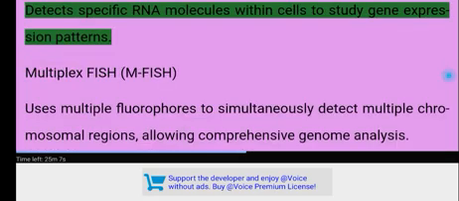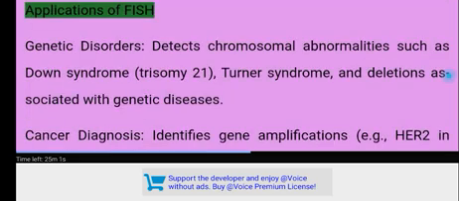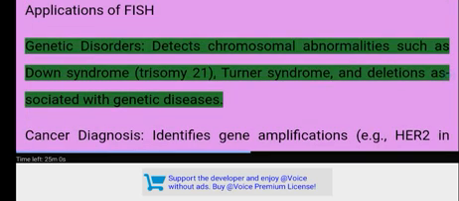RNA FISH. Detects specific RNA molecules within cells to study gene expression patterns. Multiplex FISH, M-FISH. Uses multiple fluorophores to simultaneously detect multiple chromosomal regions, allowing comprehensive genome analysis. Applications of FISH. Genetic disorders. Detects chromosomal abnormalities such as Down syndrome, trisomy 21, Turner syndrome, and deletions associated with genetic diseases.